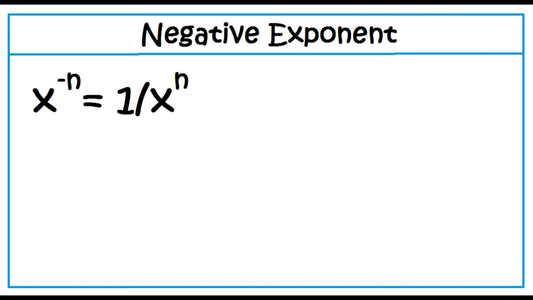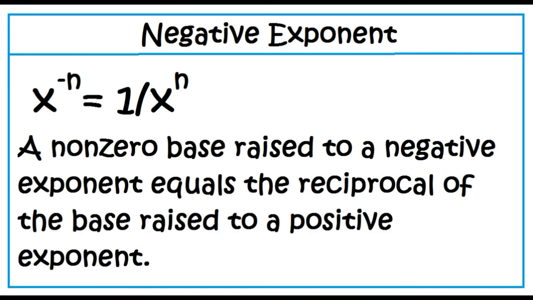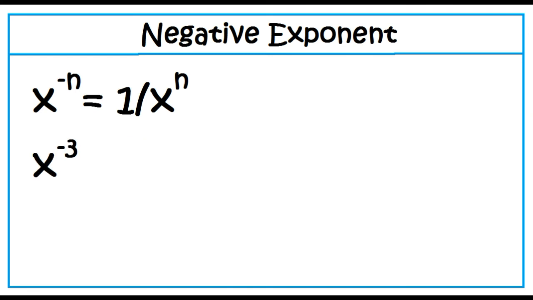x^(-n) equals 1 over x^n. A non-zero base raised to a negative exponent equals the reciprocal of the base raised to a positive exponent. Example, x^(-3) equals 1 over x^3.